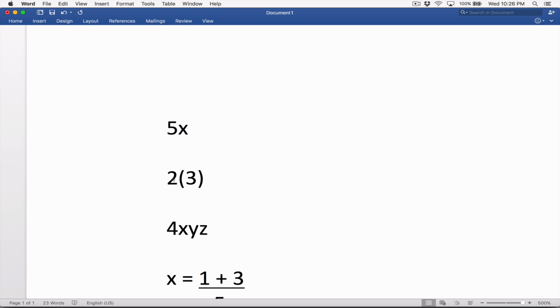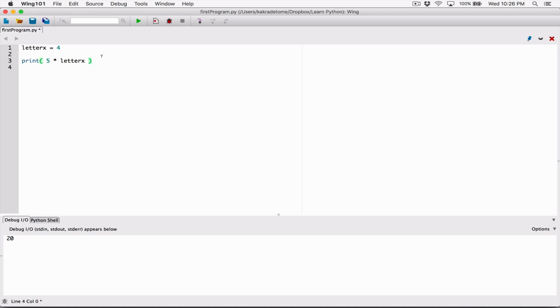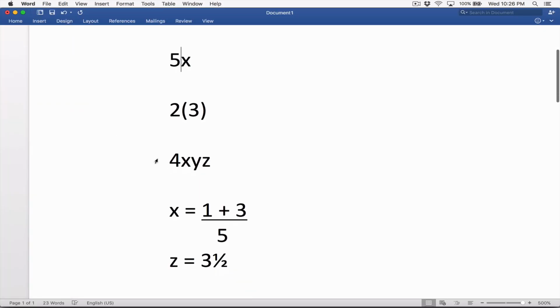2, 3. We know 2 and 3 are multiplying, right? So let's create a print statement and have 2 times 3. They are multiplying, so that's how we'll write something like that in our programming statement. So run this, we can see it's working. That's 6. Let's see the next one.